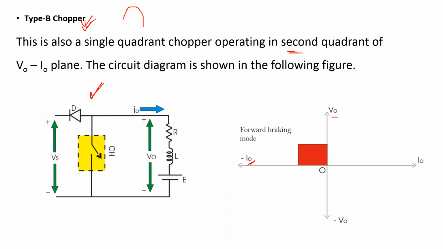It also consists of a diode and chopper, and load. The load is a combination of R, L and E, and this entire thing is supplied by a constant voltage source Vs. And this is the quadrant operation of a type B chopper. Here type B chopper operates in the second quadrant and in the forward braking mode. This bit is very important. Type B chopper operates in the forward braking mode. Type A chopper operates in the forward motoring mode.